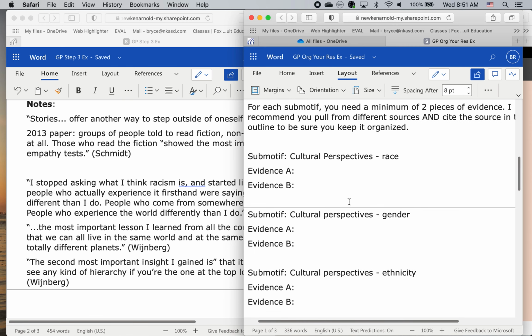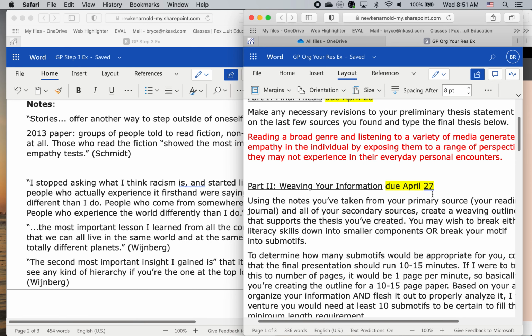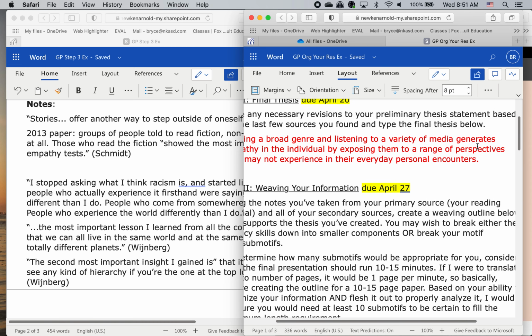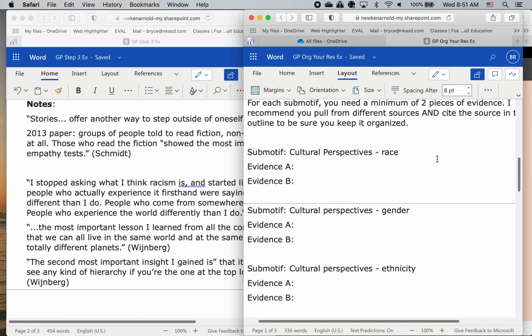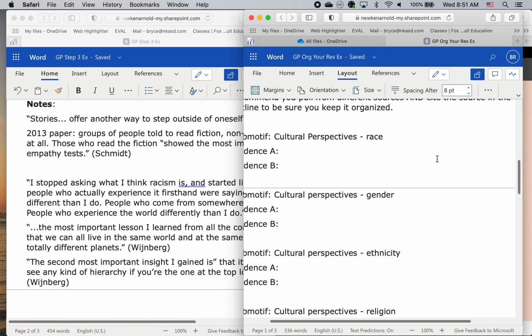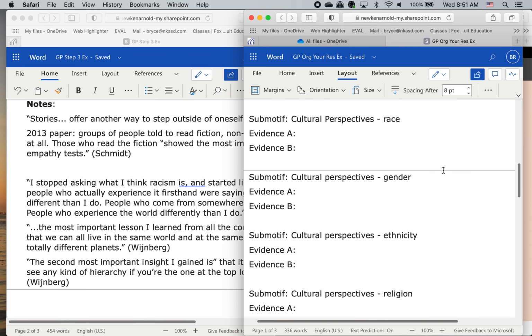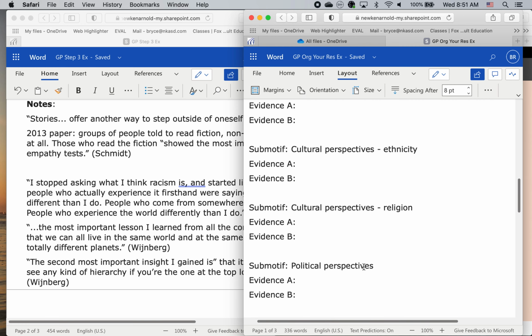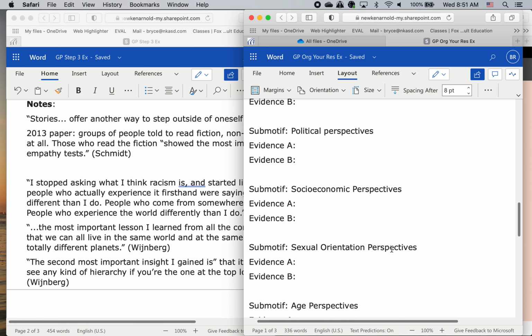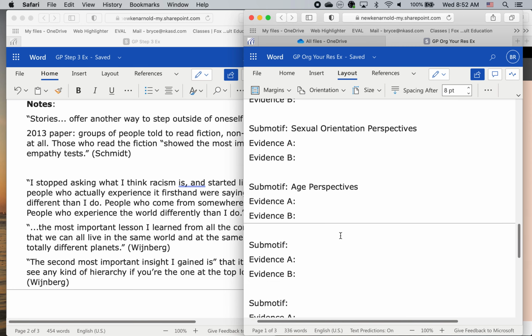So I did a rough outline of how I want to organize my submotifs. My thesis is talking about perspectives and exposing people to a range of perspectives. So I decided to break that down and talk about several different cultural perspectives like race, gender, ethnicity, religion. And then I went into political, socioeconomic, sexual orientation, age.